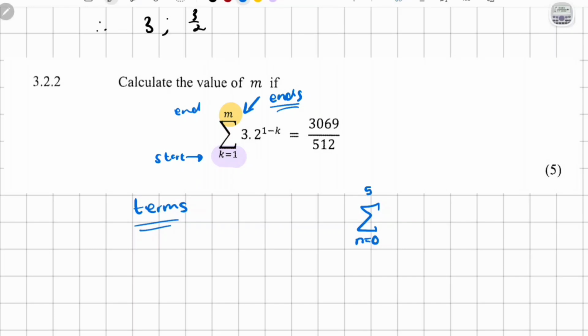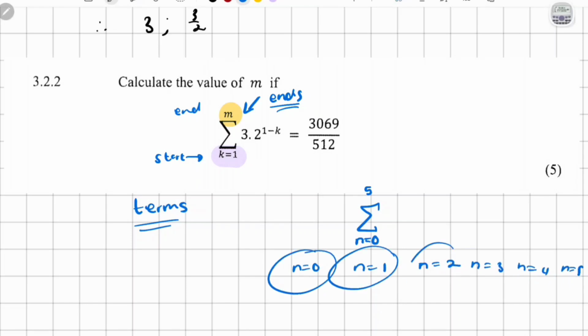And let's say we were ending at 5. If I asked you how many terms are there in this series, how many terms would you say there are? If you said 5, it's not 5. It's actually 6 terms, because you see that we have n is equal to 0. So n is equal to 0, n is equal to 1, n is equal to 2, 3, 4, and then 5. How many terms is this? 1, 2, 3, 4, 5, 6 terms.